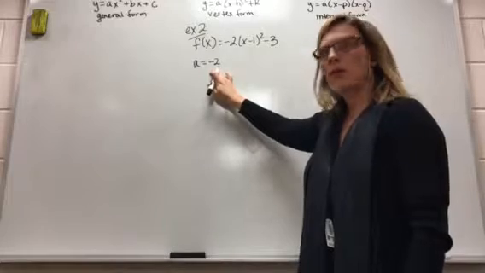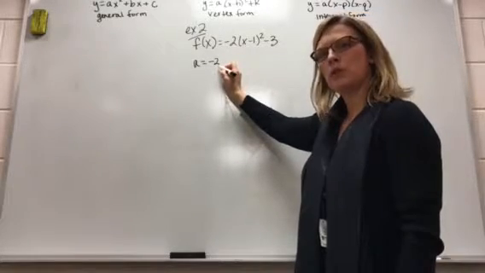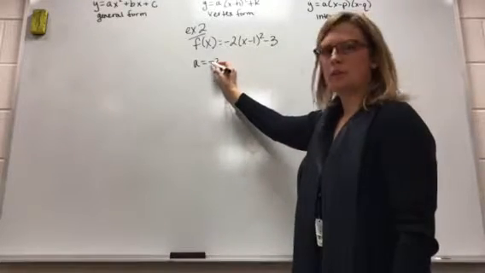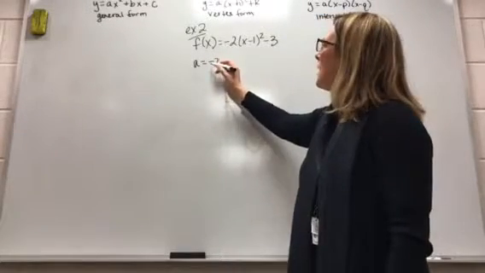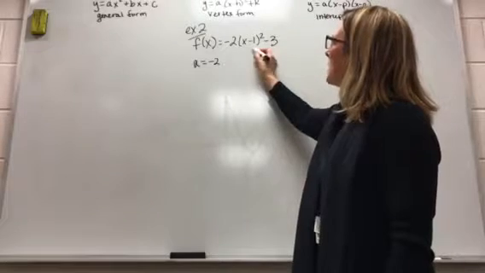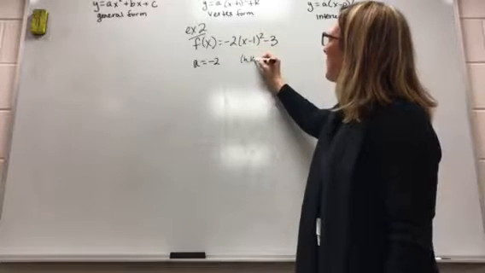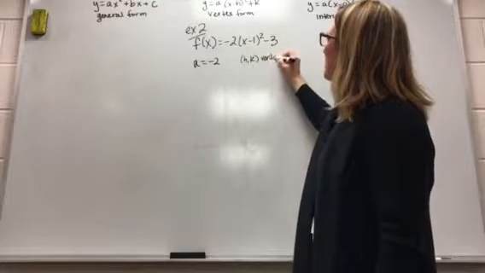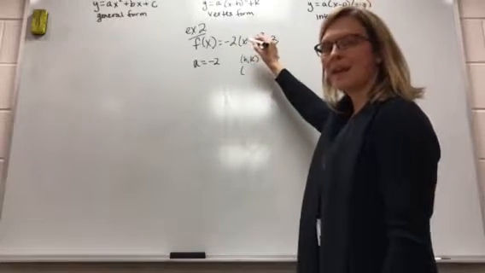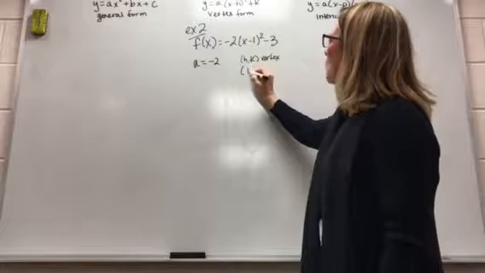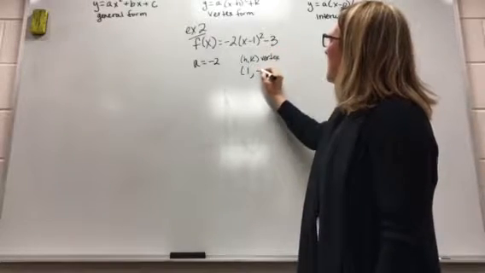And -2 tells me I have a vertical dilation of 2, and it is a vertical reflection because of the negative, so it's a reflection over the x-axis. And then the other thing I know from this form is that (h, k) is the vertex. So my vertex in this case is, it's not -1 because it's x minus h, so you have to take the opposite sign. This is 1, and then my k value is -3.